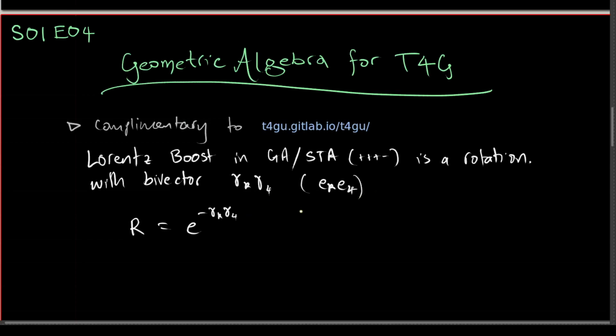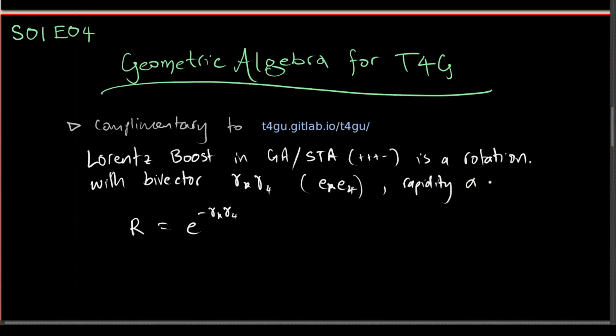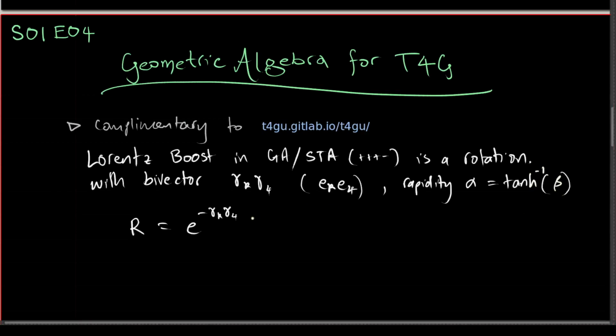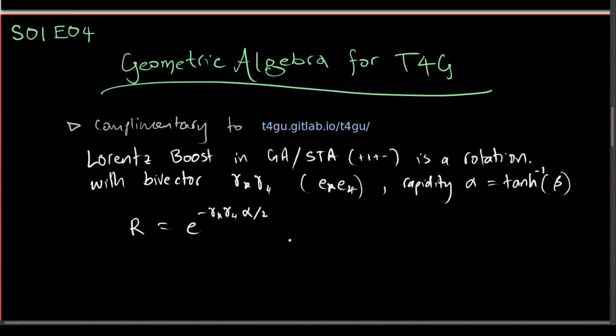Then you've got a rapidity, which is the arc hyperbolic tangent of the beta for the Lorentz rotation. So you just have the alpha over 2 here, parameterizing a rotation.